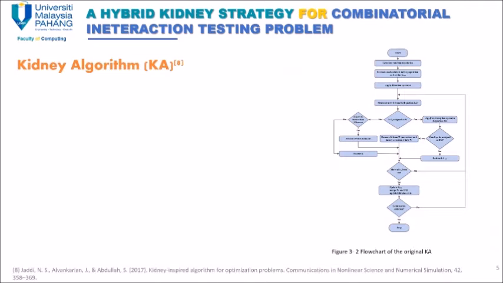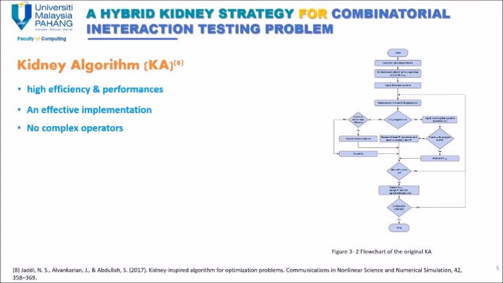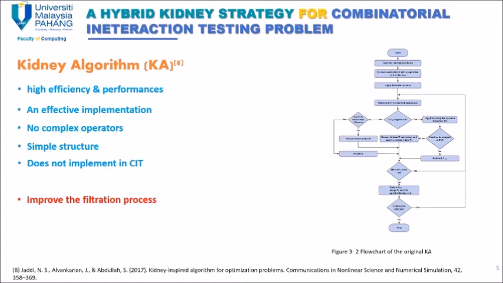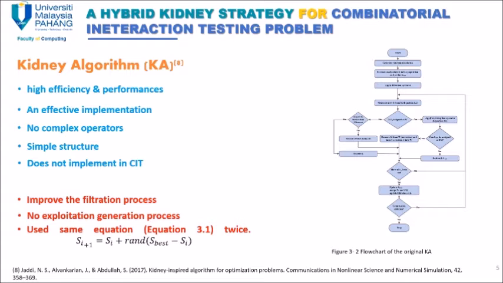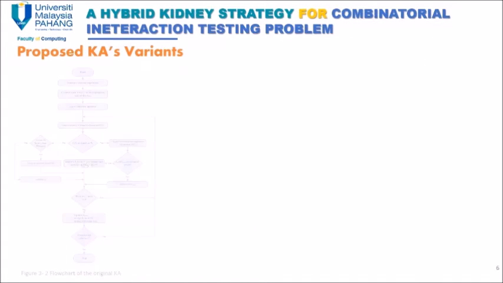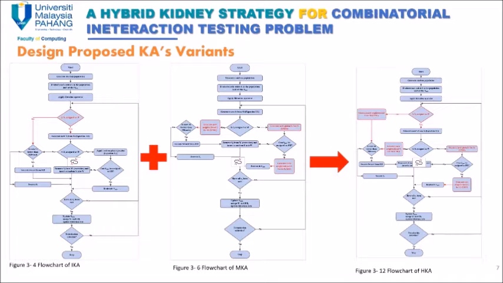From here we find many optimization algorithms in the market. We selected the kidney-inspired algorithm because it has very effective parameters or features, high efficiency and performance to solve engineering problems, no complexity operators, a simple structure, and it has also not been implemented in combinatorial testing yet. But when we investigated, we found some limitations in this kidney-inspired algorithm because it has no exploration generation process, and it also uses the same equation in two stages. For that, we designed a hybrid algorithm and implemented it.